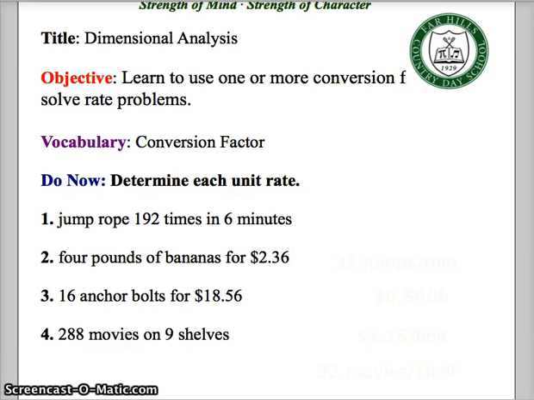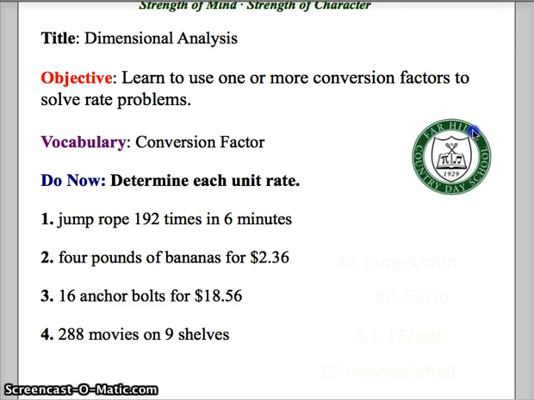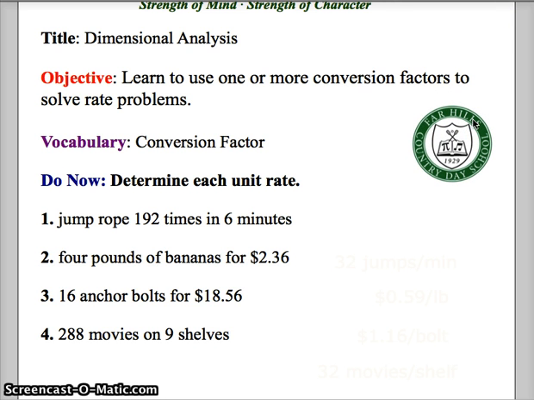Hi, welcome to our lesson today on dimensional analysis. This is our next lesson in our proportional reasoning unit. So today's objective is to learn to use one or more conversion factors to solve rate problems.